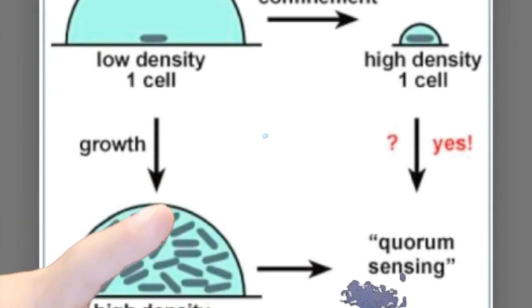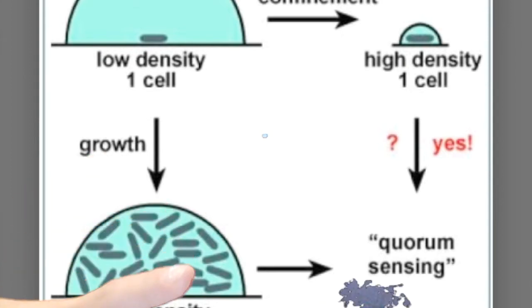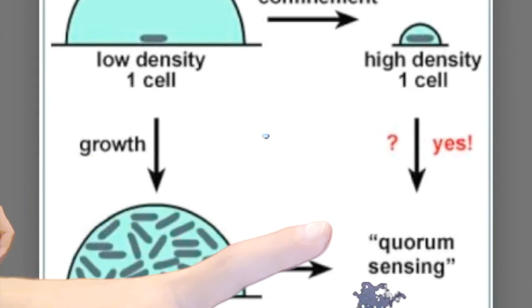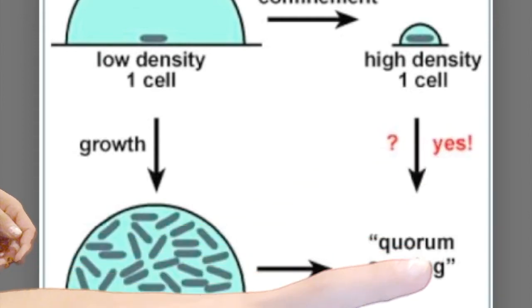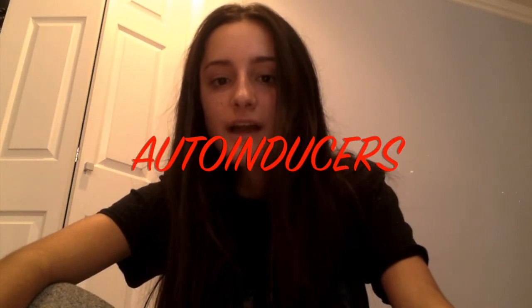Over here, there's also a high population density because there's more bacteria per area of space. And when you have a high population density, you have quorum sensing. To sum this up, a high population density means a higher amount of bacteria per area, and a high population density means that quorum sensing can occur. Quorum sensing bacteria produce and release chemicals called autoinducers that increase in concentration as a function of cell density.